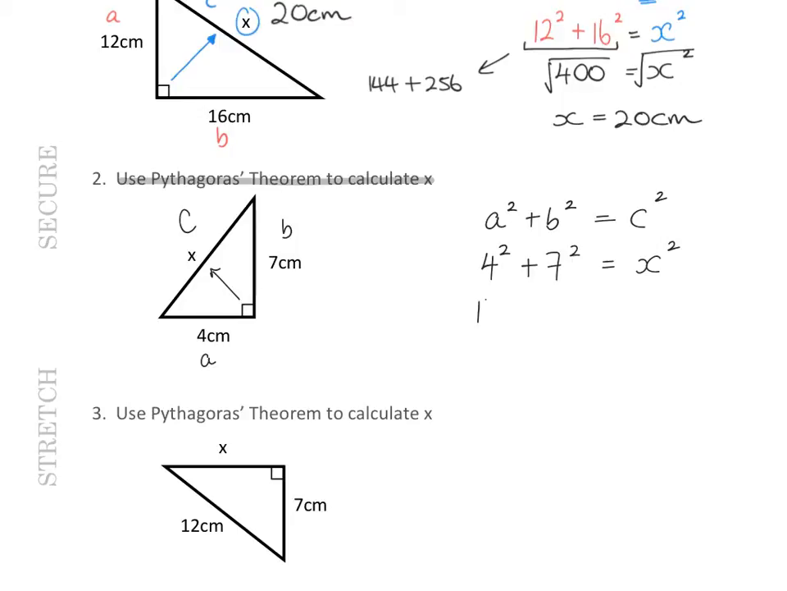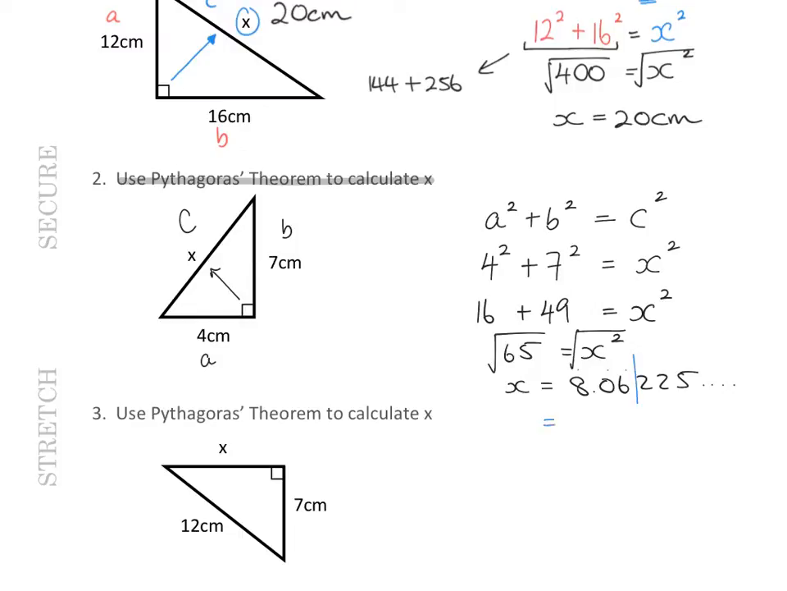Then I can work out the left-hand side. I can do it like this, or straight in my calculator, it doesn't matter. So 65 equals x squared, and then to get x on its own, that equals 8.06225. I've got lots of decimal places there, so I'm going to round to 3 significant figures, which gives me my answer. And again, that's sensible because it is longer than my other two sides.